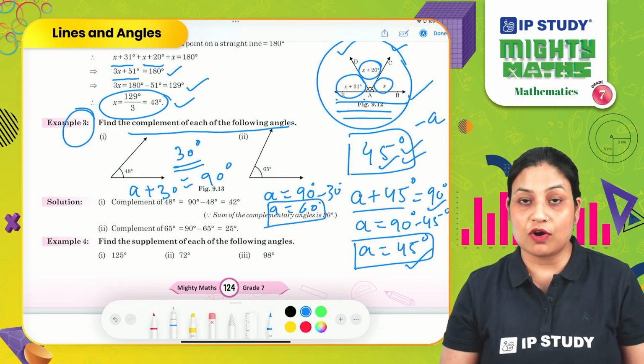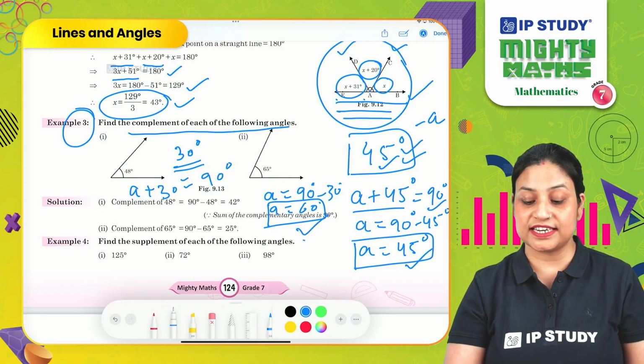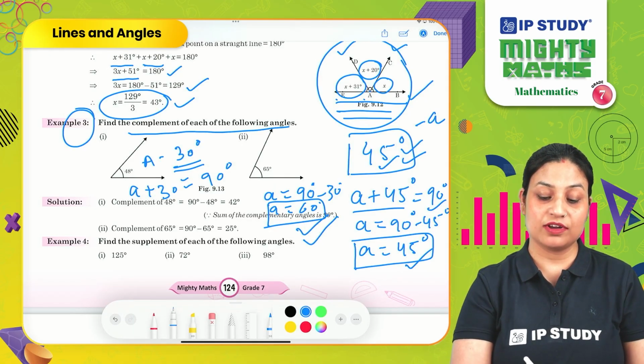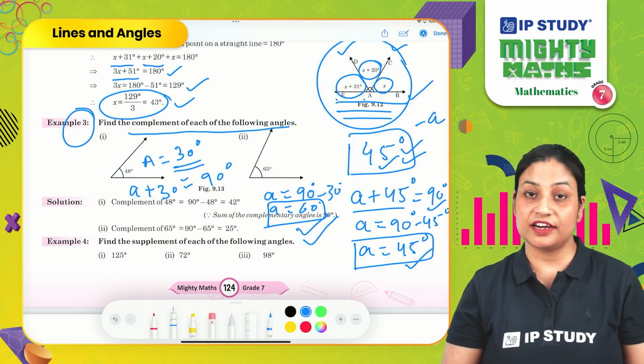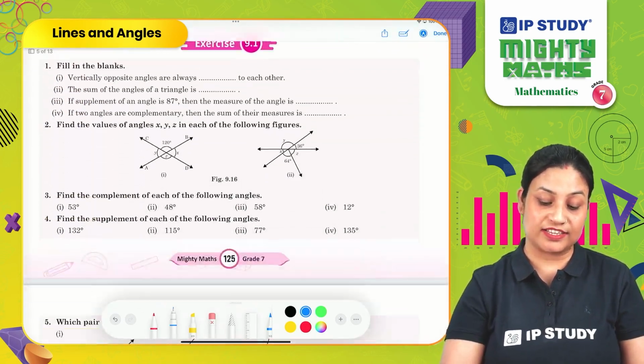So what is the complement of angle A? The complement of angle A will be 60 degree, right? And what was your angle A? Angle A was 30 degree. Am I clear to you? Now let's move forward and see what is the next topic.